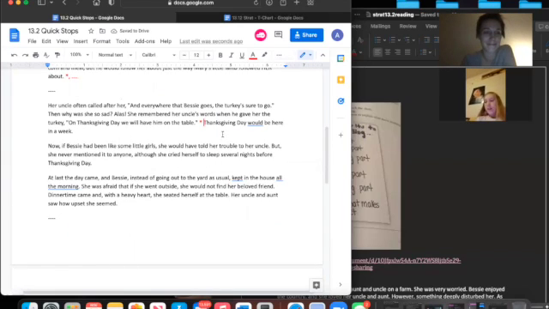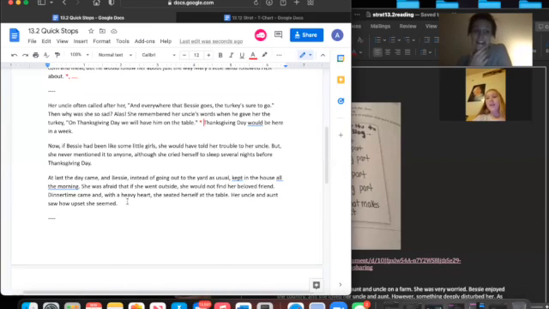Now Bessie had been like some little girls. She would have told her trouble to go to her uncle, but she never mentioned it to anyone, although she cried herself to sleep several nights before Thanksgiving Day. At last the day came, and Bessie, instead of going out to the yard as usual, kept in the house all the morning. She was afraid that if she went outside, she would not find her beloved friend. Dinner time came, and with a heavy heart, she seated herself at the table. Her uncle and aunt saw how upset she seemed.